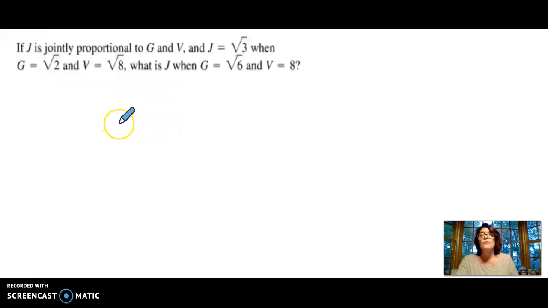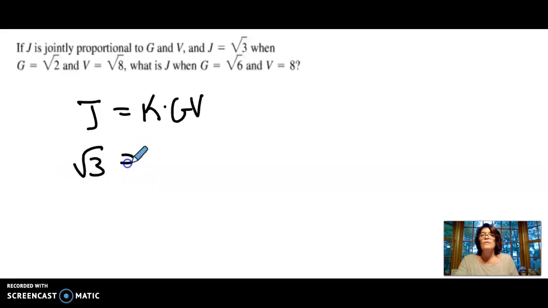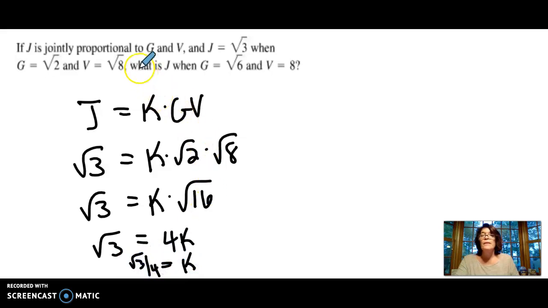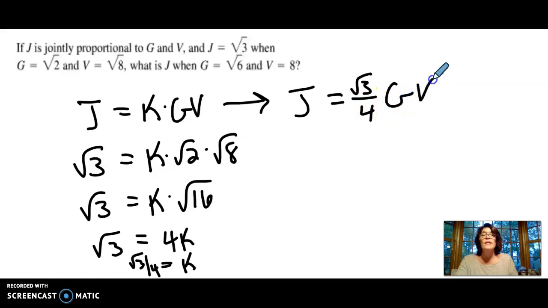Okay. If J is jointly proportional to G and V, then I know that J equals K times GV. If J is the square root of 3, when G is the square root of 2 and V is the square root of 8, then I have square root of 3 equals K times square root of 16. Square root of 3 equals 4K. So K is the square root of 3 over 4. So now I know the formula. I find K first so that I can write the formula. Square root of 3 over 4 GV.